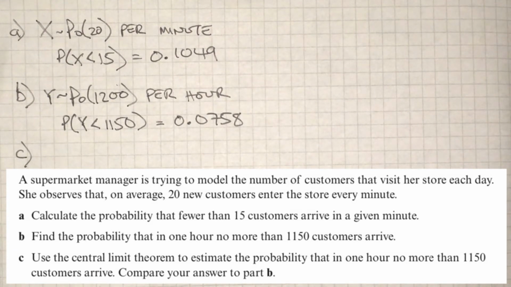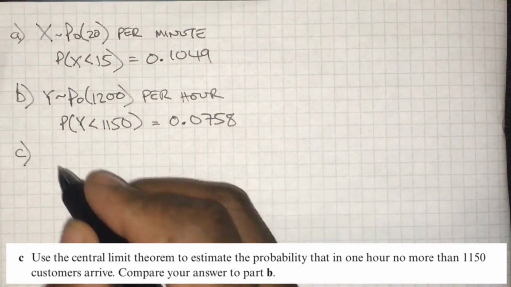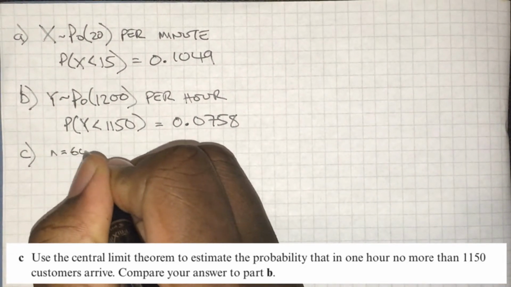0.0758. Part C. Now here's where we've been asked to use the central limit theorem. We want to use it to estimate the probability that in 1 hour, no more than 1,150 customers arrive. So it's the same question, but can we use the central limit theorem? I'm going to start by considering 1 hour to be 60 1-minute intervals. So that gives me an n value of 60.